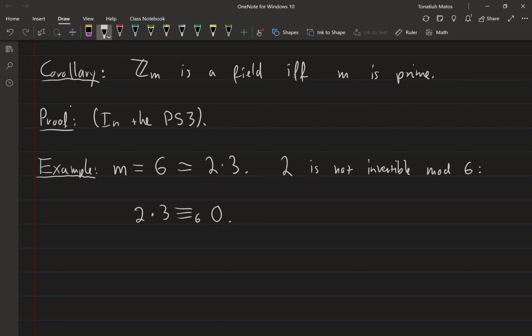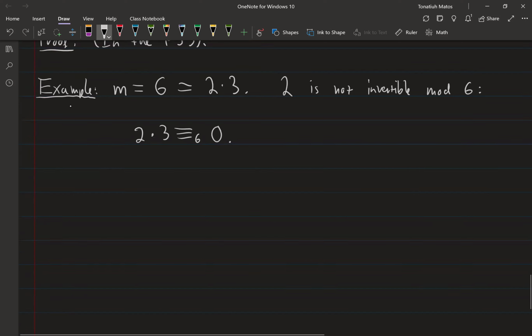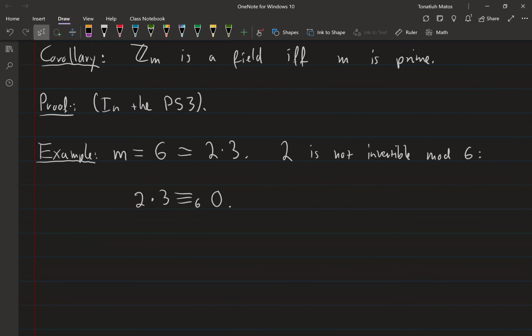Okay. We can also check this by just doing it by cases. There's only 6 possibilities, 5 of which are non-zero. So out of those 5 possibilities, none of them is going to be the inverse, right? Okay, and of course this seems like a dumb example because it's a small number, 6.